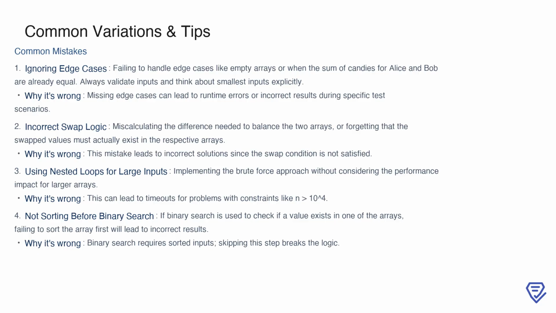First, ignoring edge cases like empty arrays or when the sum of candies for Alice and Bob are already equal is a frequent issue. It's crucial to validate inputs and explicitly consider the smallest possible cases to avoid runtime errors or incorrect results in unique scenarios. Another mistake involves incorrect swap logic, miscalculating the difference needed to balance the two arrays, or forgetting that the swapped values must actually exist in the respective arrays. Without ensuring these conditions are met, the solution will fail.